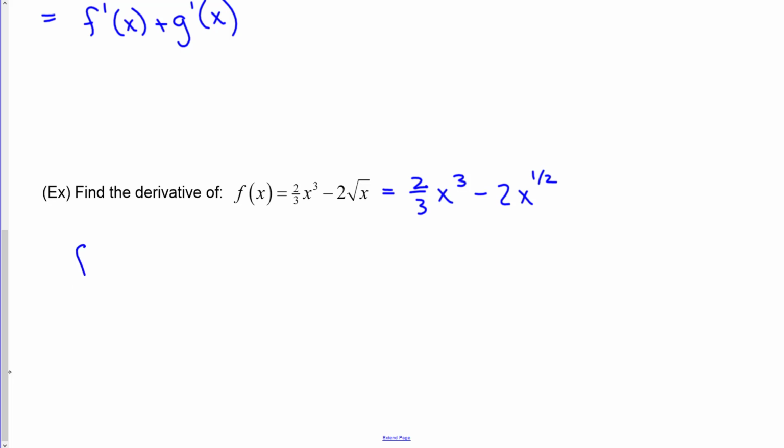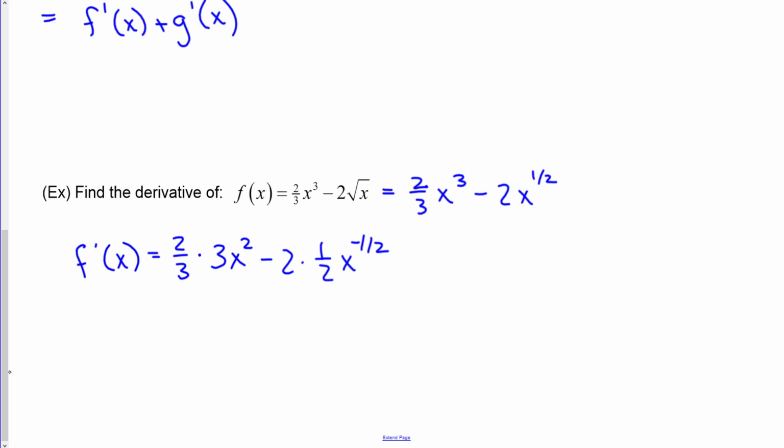Once that's done, then to find the derivative of your function, so f prime of x would be 2/3 times 3x squared, so bring the 3 down, subtract 1 from the exponent, minus 2 times 1/2 x to the negative 1/2 power, because 1/2 minus 1 gives me negative 1/2.